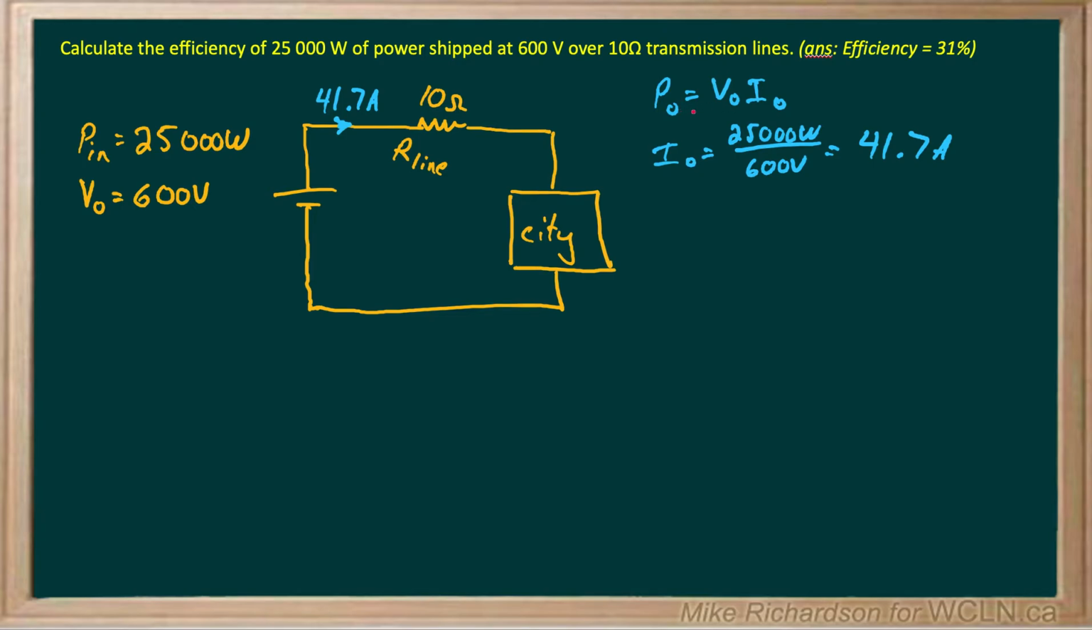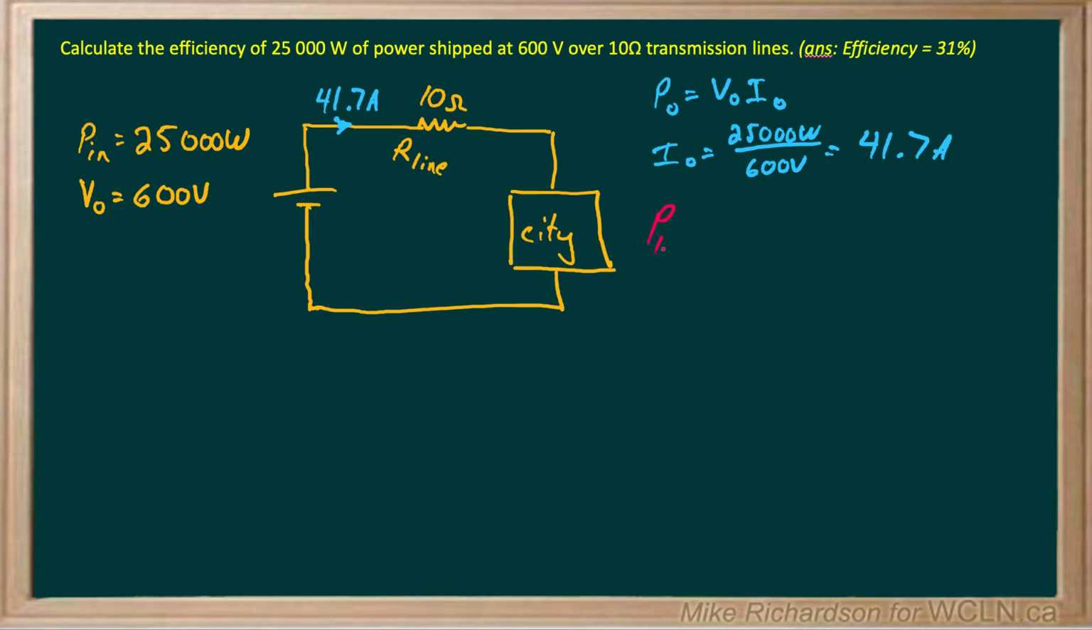So first step, as usual, let's get our current through the lines because we're imagining a series circuit here. P0 is V0 times I0. They give you our two input values. So it's going to be 25,000 watts divided by 600 volts to give me my current of 41.7 amps.